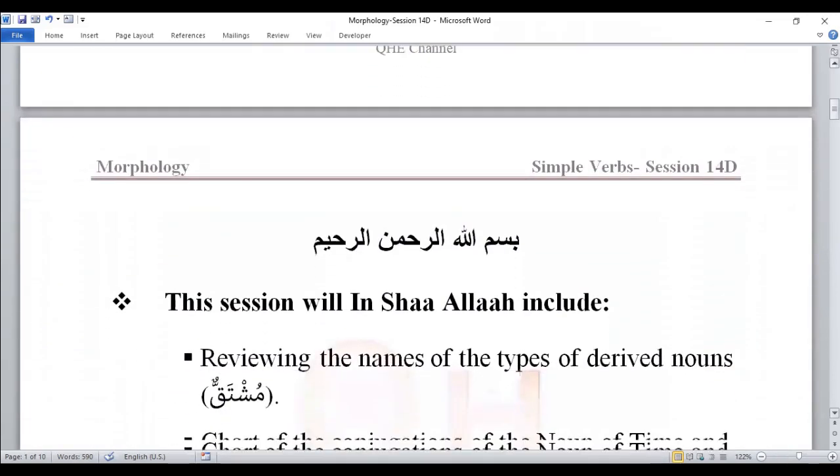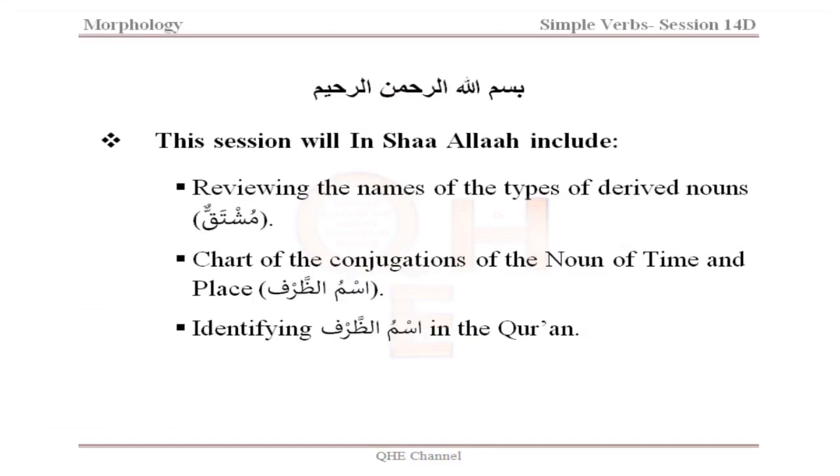Bismillahirrahmanirrahim. Today, inshallah, we are going to go over the names of the types of derived nouns again. We're going to go over the list again. We're going to look into the conjugations of the noun of time and place, which is called ismul zarf, and we're going to identify ismul zarf in the Quran.